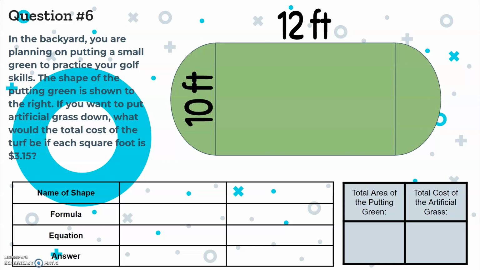Okay, so the first thing I'm going to do is highlight or put a box around my rectangle. I'm going to put the name of my shape down. I'm going to do my formula, A equals length times width. At that point, I'm going to write my equation. Area equals 12 foot by 10 foot. I'm going to put my answer down. Oh, look, it didn't go down. So you all need to figure that one out.